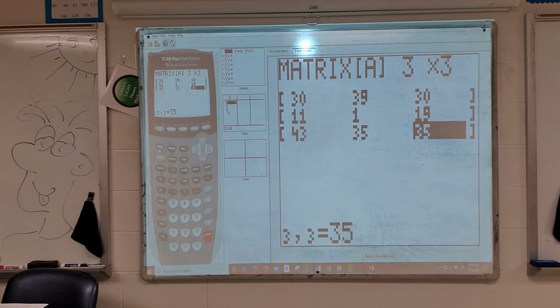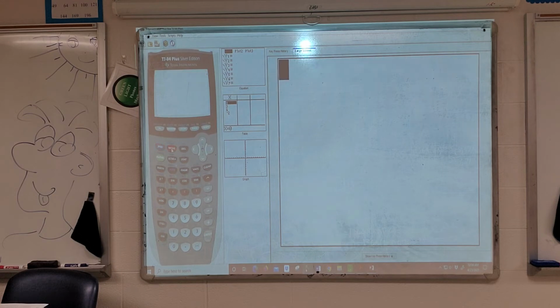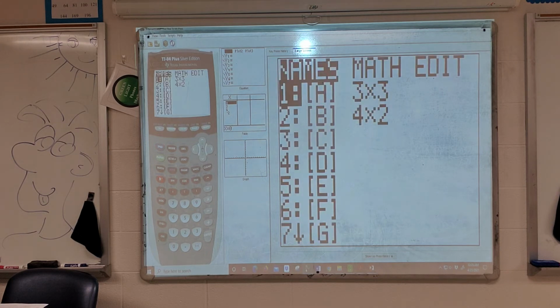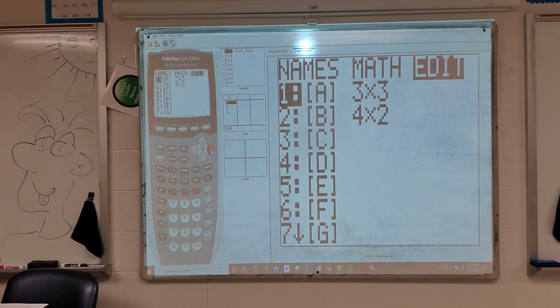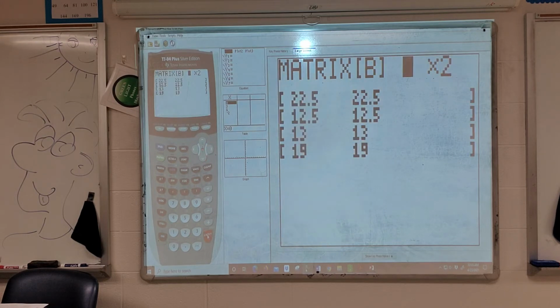Now we're going to hit second mode, to go back to the main screen for a moment. The quit button is right here above mode, in blue. Now we're going to go back into the matrix menu: second, the X to the -1 button, which is the matrix menu. And we're going to go over to edit again. Now we're going to go down to matrix B, and we are going to enter the expected counts.